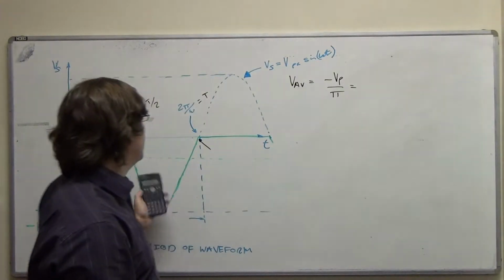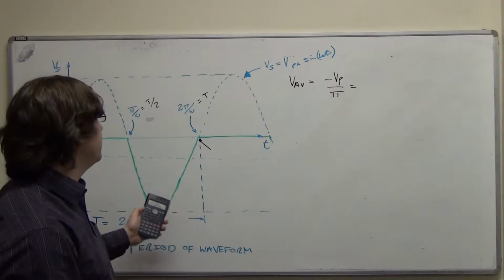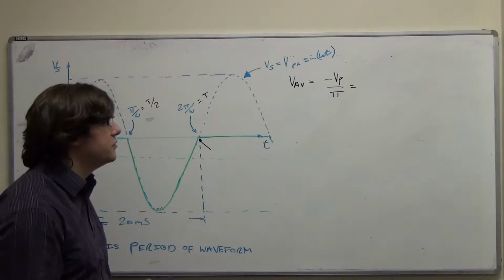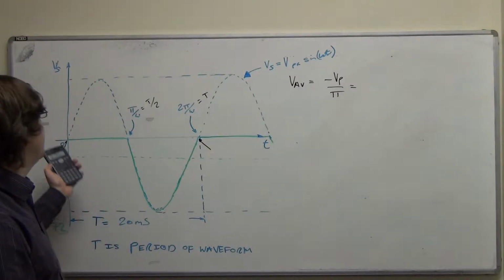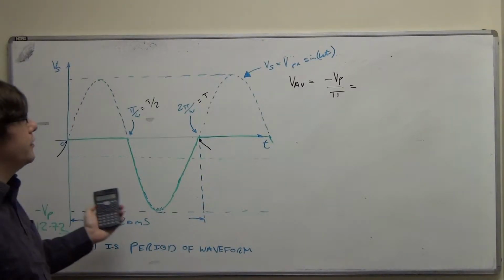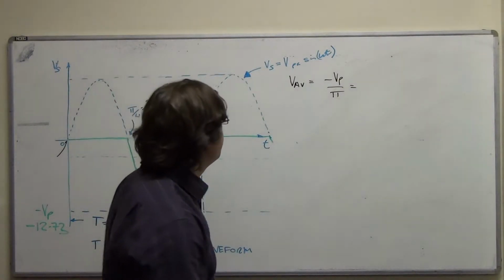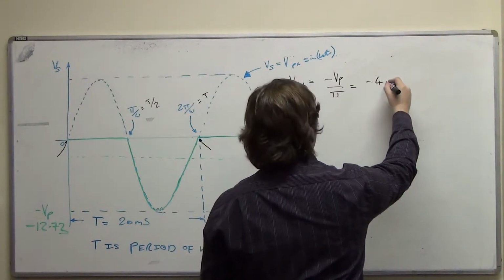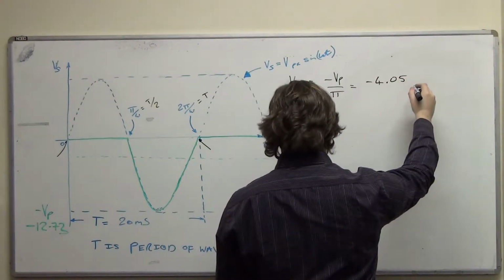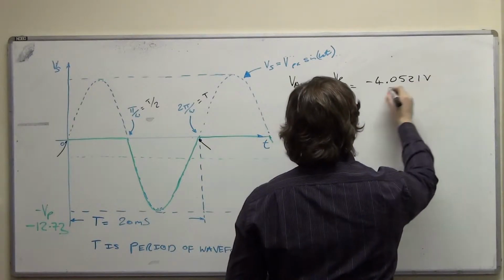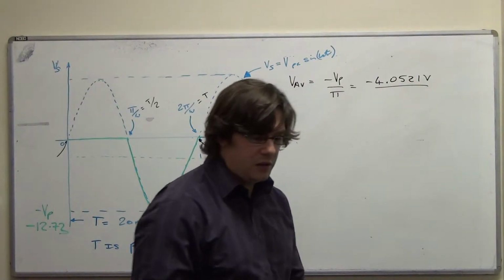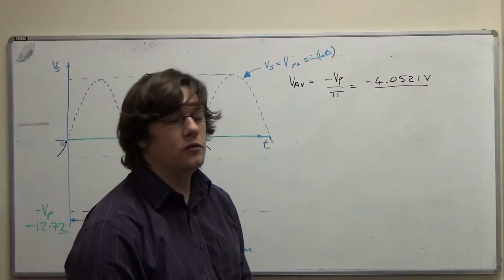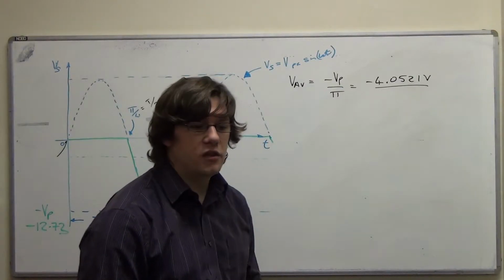Vav for a half-wave rectified sine wave is not always this, it's only this particular one. If we'd had a 0.7 volt diode drop instead, you'd get a slightly different value, and if the diode was the other way around, the minus would be disappearing from here. But anyway, for this situation, minus 4.05 volts.